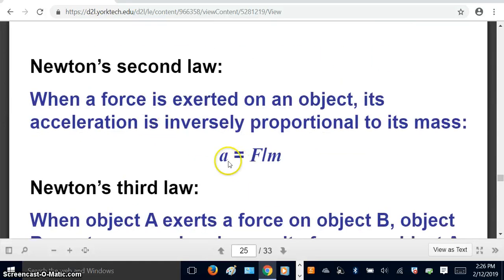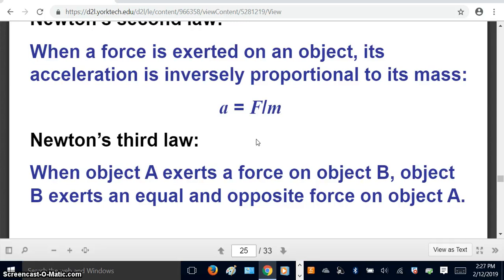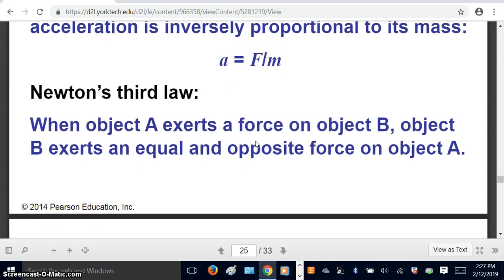The second law says exactly how the change in velocity, which is also known as acceleration, right? So that's what acceleration is. It's a change in velocity. How is that related to force and mass? And so this equation, traditionally you usually say F equals ma. So the force is equal to the mass times the acceleration. All right, so that's the second law.